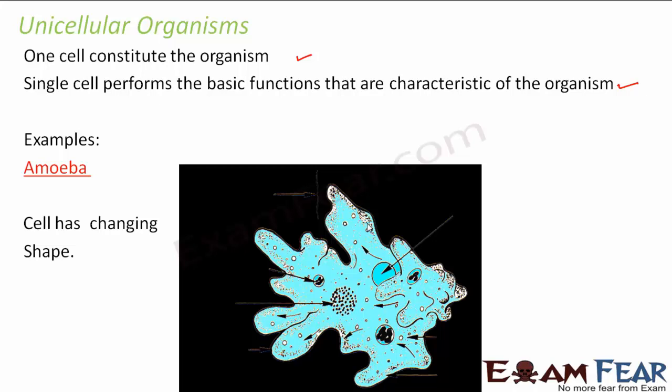Now here it has got a single cell, and that cell decides the shape of the amoeba. So when that cell changes its shape, the amoeba also changes its shape. So amoeba is an example of unicellular organism. So here the intake of food, the digestion of food, the excretion, all these functions have to be performed by the single cell. So the single cell is capable of performing the functions which are needed in due course of time.